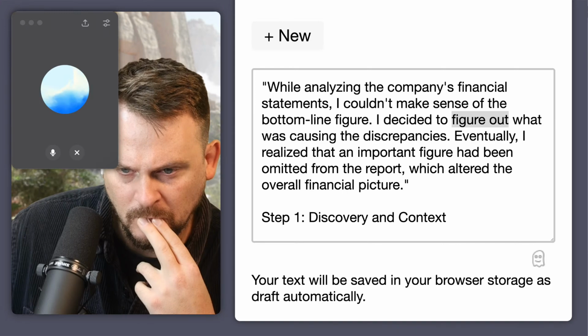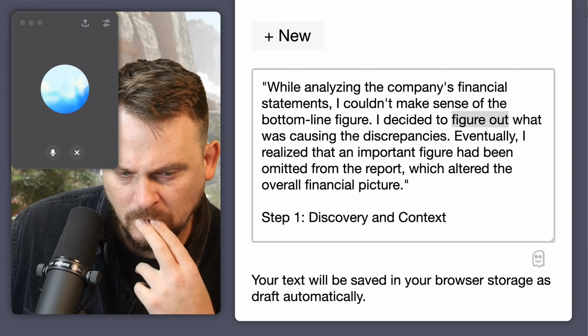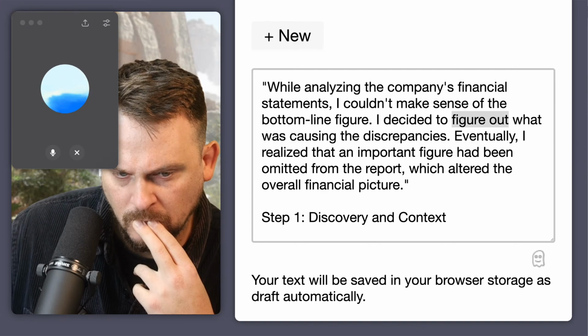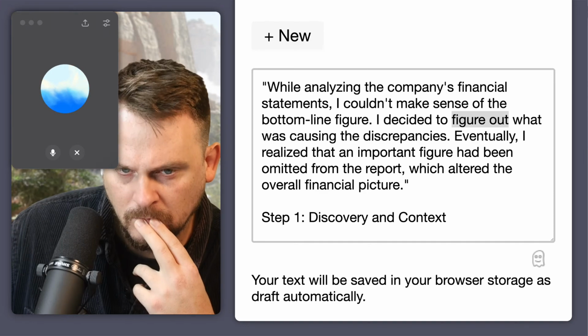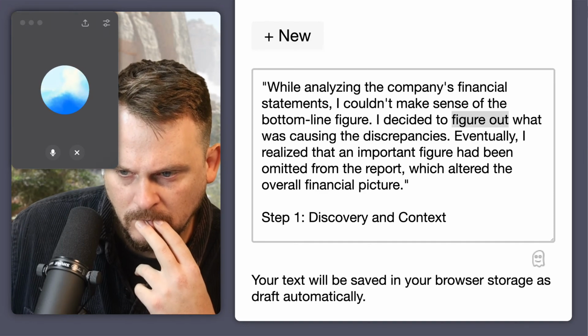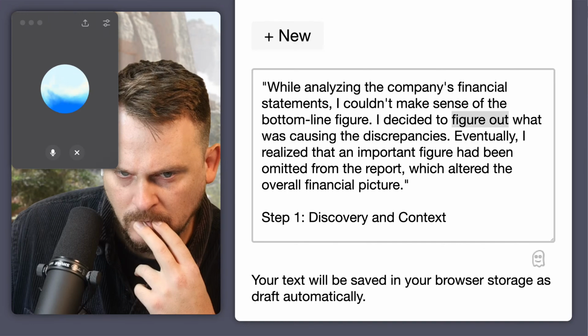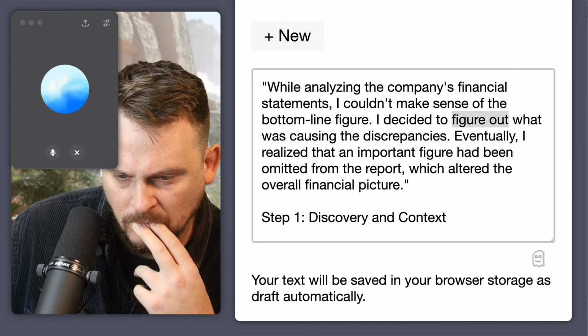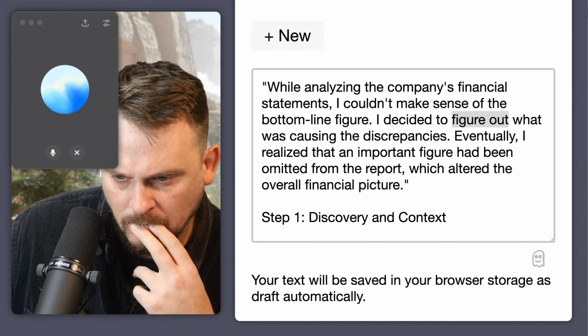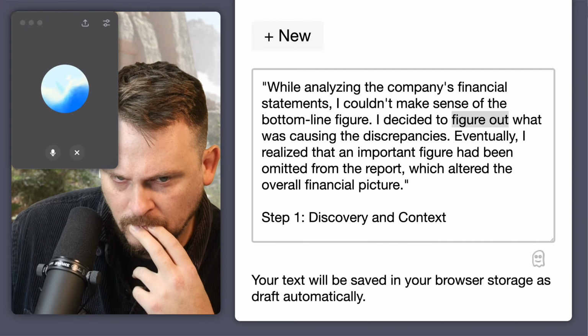Figure out, solve, and find the answer are similar, but have slight differences in nuance. Figure out implies a process of understanding or working through something to reach a conclusion. Solve is more direct and often used for clear-cut problems, like equations or puzzles. Find the answer is more general, suggesting the discovery of a solution or explanation without specifying the method. So, while they're close, it depends on the context and the process involved.